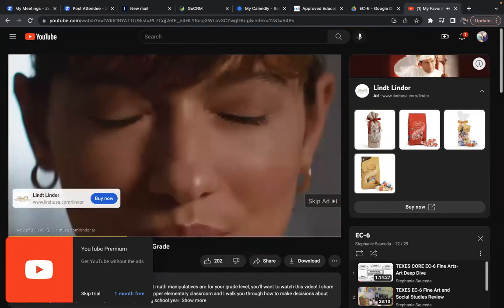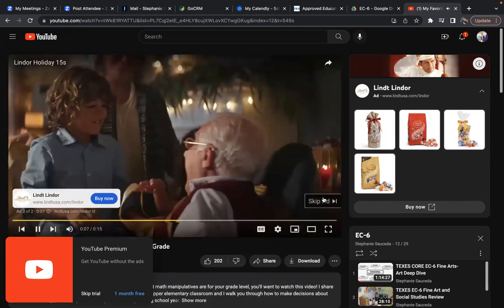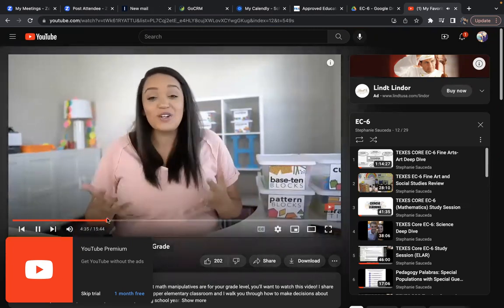So the one about math manipulatives, because it is important for us to understand. Allow students to do that. I find that they have a lot of experience.